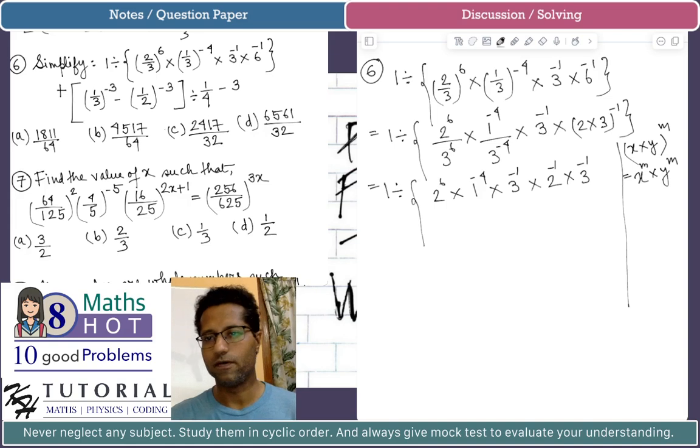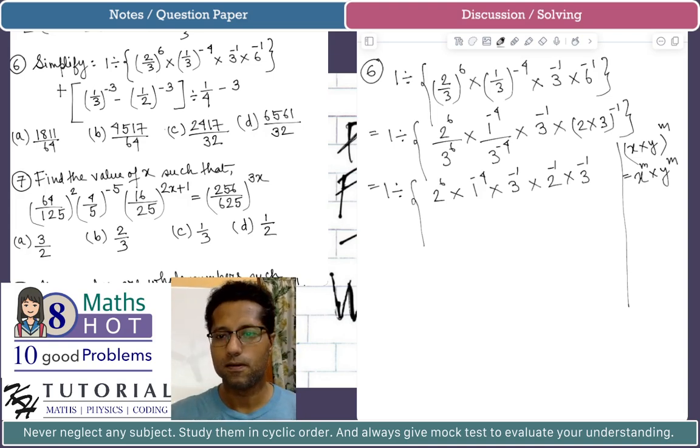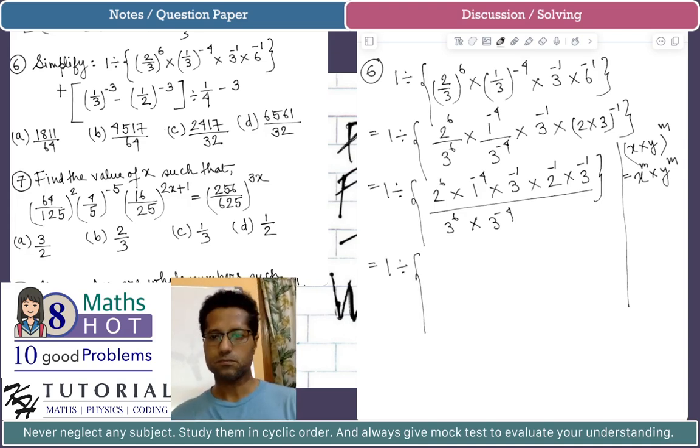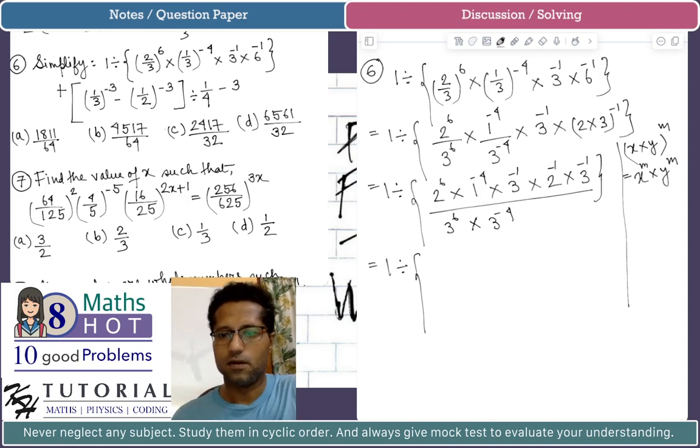Applying this concept, we have simplified (2/3) raised to the power minus 1 as 2 to the power minus 1 multiplied by 3 to the power minus 1. And in the denominator, we have 3 to the power 6 multiplied by 3 to the power minus 4. So this is equal to 1 divided by, now on the numerator inside the bracket we got a rational form.